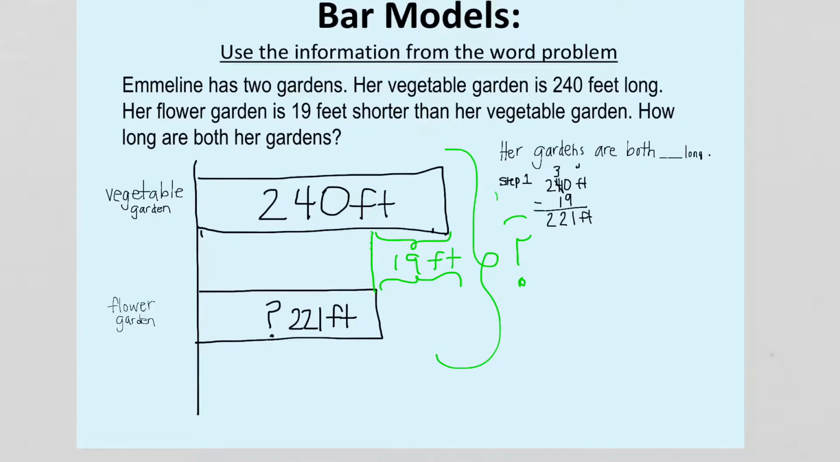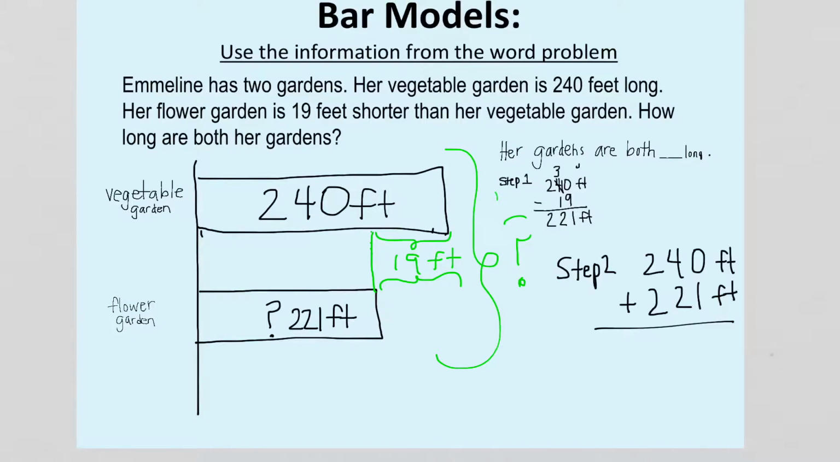We know her vegetable garden is 240 feet. We know her flower garden is 221 feet. What would they be all together? What are they together? I want you to pause the video and set up the problem. Is it addition, subtraction, multiplication, or division?